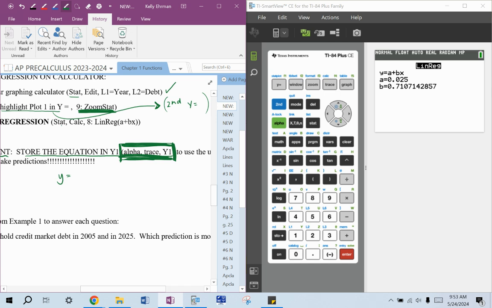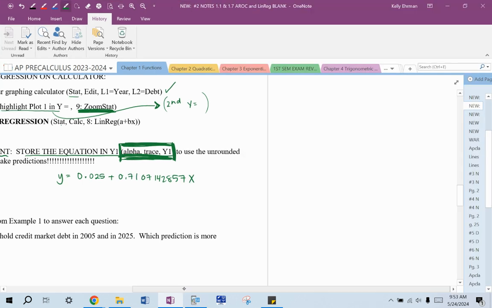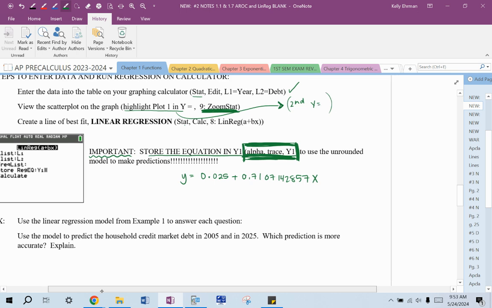And again, I'm just noting that the calculator has this stored. So A is the y-intercept. Just follow the outline they give you, 0.025. B is positive, so plus 0.7107142857x. Don't round this. Now, we don't really have x and y, so make a quick adjustment here.